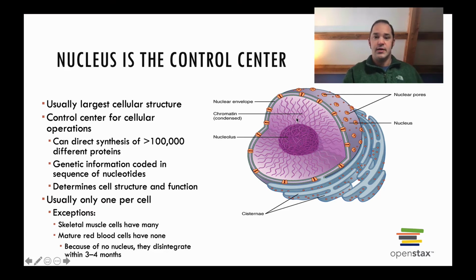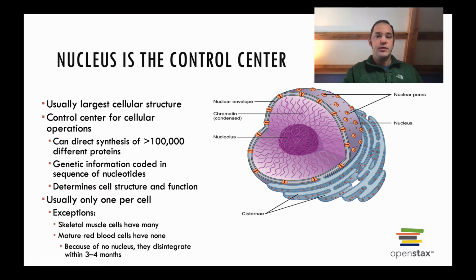So the visible DNA that we can see inside the cell is called chromatin. And there is also a dark stained area called the nucleolus. And this is usually where ribosomal RNA is being generated to make ribosomes.